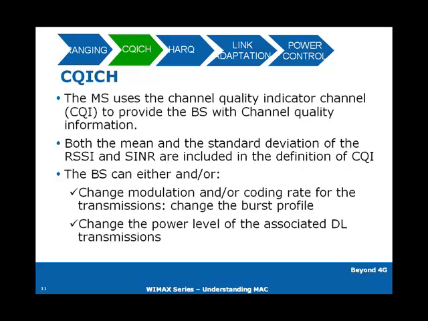Basically, this contains the C2I, the RSSI, and other channel quality information that base stations require and mobile station reports. Both the mean and the standard deviation of the RSSI and an SNR are included in the definition of channel quality information message. Base station can either change modulation or coding rate for the transmission based on the CQICH channel, or change the power level of the associated downlink transmissions based on the CQICH channel.